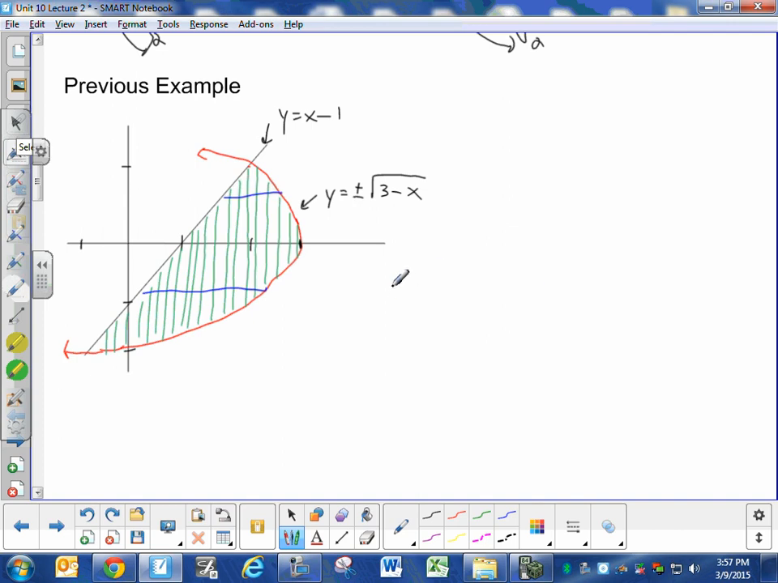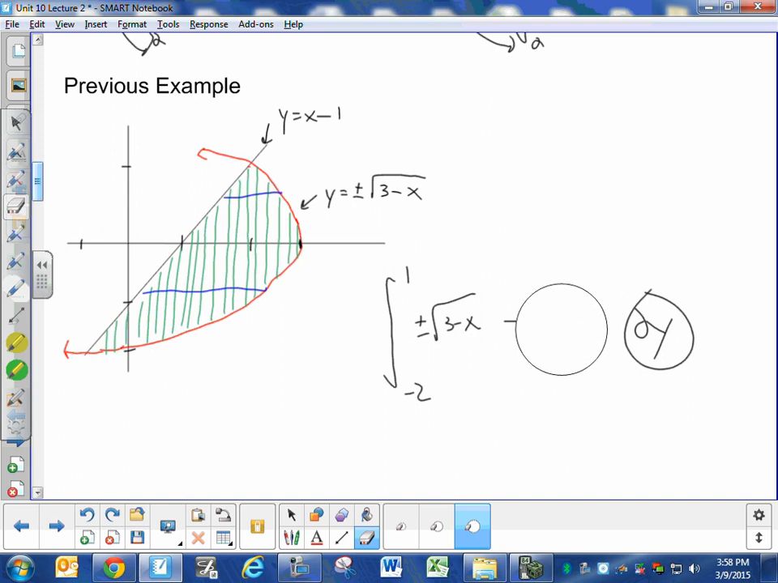So I could try to write out this integral. So let's see. I'm going to go dy horizontal, so that's my height. My length is going to be this right minus the left. Okay, but the right, let's do our bounds, I guess. So y's are going to go from negative 2 to 1, we can see. But I can't really write this in here. We have y's here. I need y's here. I can't have a plus or minus in here. We have a problem.